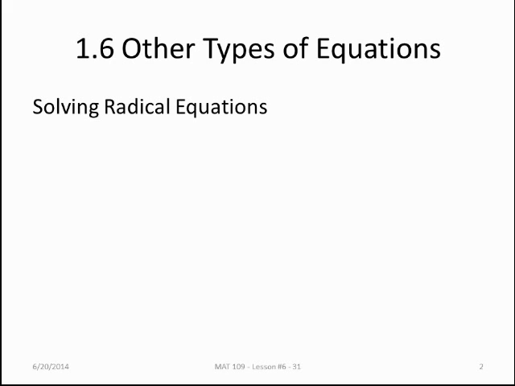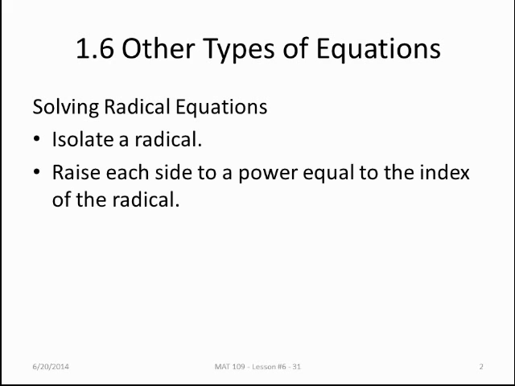The technique for solving radical equations: first, you isolate the radical. Isolate the radical means get the radical by itself on one side. You want all the other terms except that radical term to be on the other side of the equation. Once you have the equation set up that way, you raise each side of the equation to the power equal to the index of the radical.